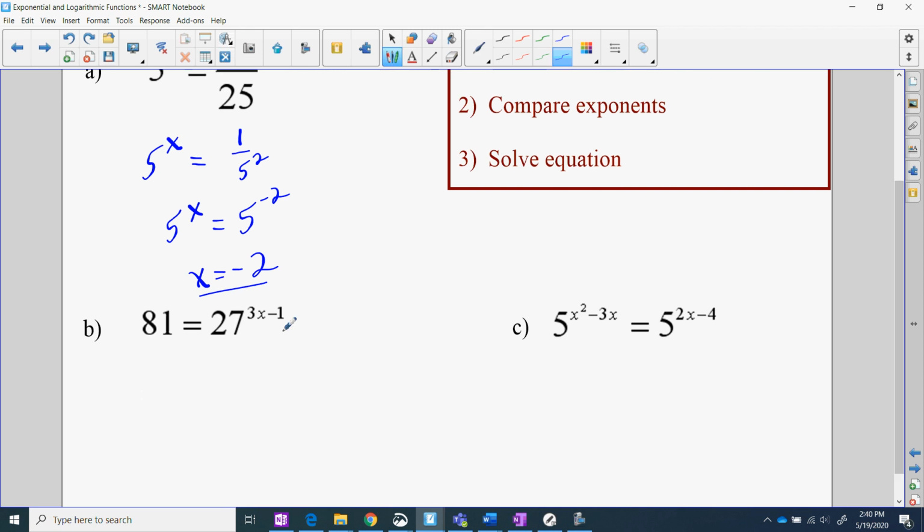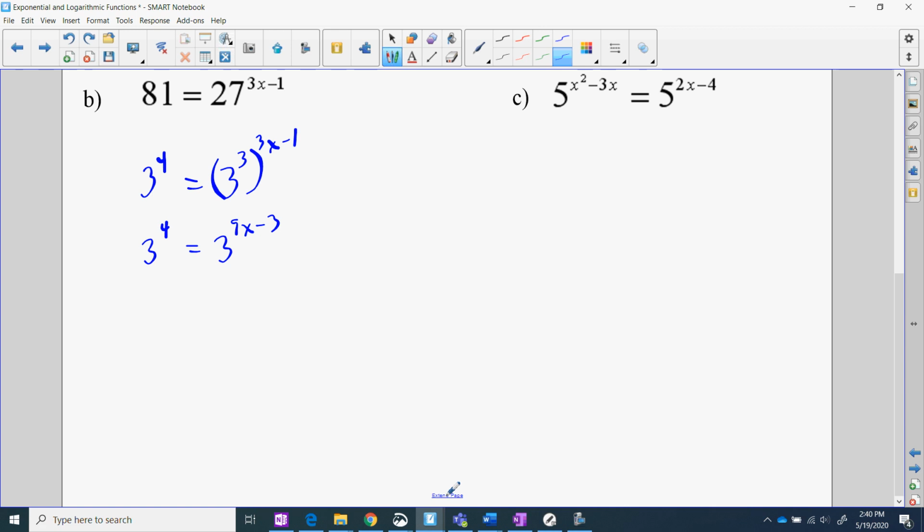81 and 27. Now you'll notice that it doesn't come out and tell you what to write the bases as. You've got to look the numbers over and pick out the correct bases. Well, 81 and 27 are powers of 3. 81 is 3 to the exponent 4. 27 is 3 to the exponent 3. Left side is 3 to the 4. Multiply. There you go.